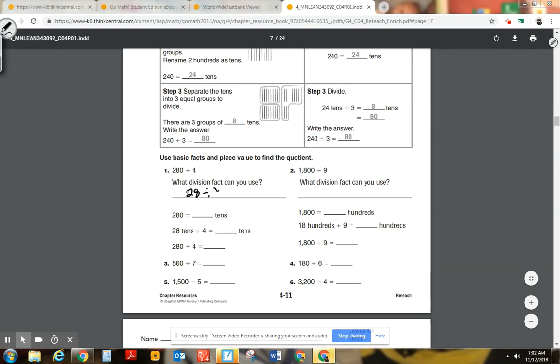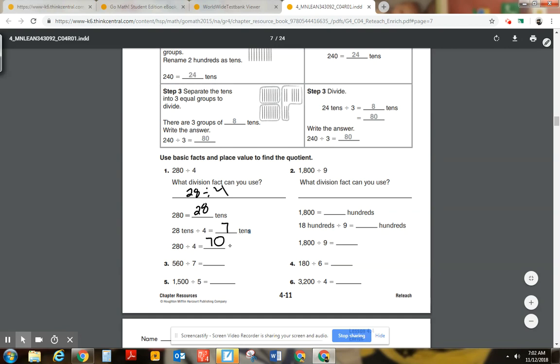28 divided by 4. 280 is really 28 tens. 28 divided by 4 would be 7 tens. 7 times 4 is 28. 280 divided by 4 is 7 tens or 70. Big thing is making sure that we are paying attention to the place value.